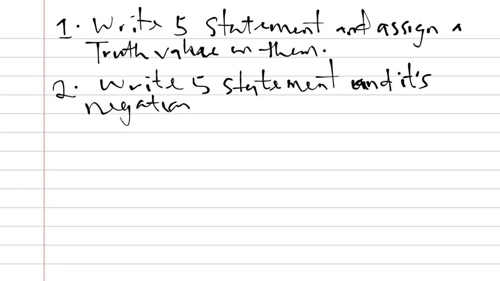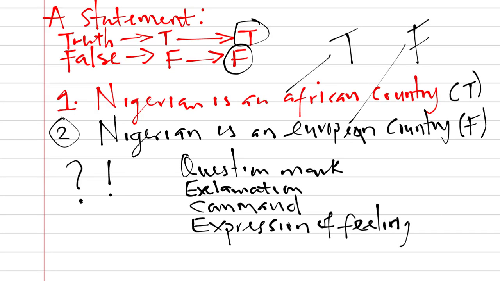Now let me show you an example of this assignment. The first assignment is you write 5 statements and you assign the truth value, like this particular one that I did here. You can see here I said Nigeria is an African country. What's the truth value? T. Nigeria is not an African country. What's the truth value? F. But I don't mean you write this together in your first question. This one can also be in the form of P, and negation of P. Are you seeing that now?